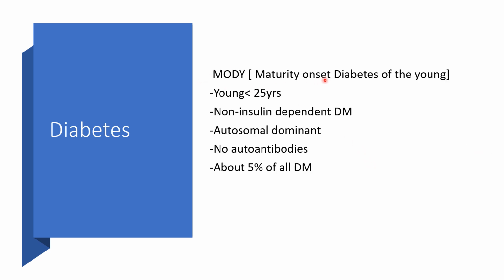Now, the maturity onset diabetes of the young, like we've seen, of the young, right? It's going to happen in people less than 25 years. It is non-insulin dependent diabetes mellitus, like type 2. Autosomal dominant will be the pattern of inheritance. So, meaning, all you need is one gene from either of the parents. You don't need the two parents to produce the genes before you can come down with it. No autoantibodies here. So there's no autoimmune condition destroying the pancreas here. And it is just about 5% of all diabetes mellitus cases.